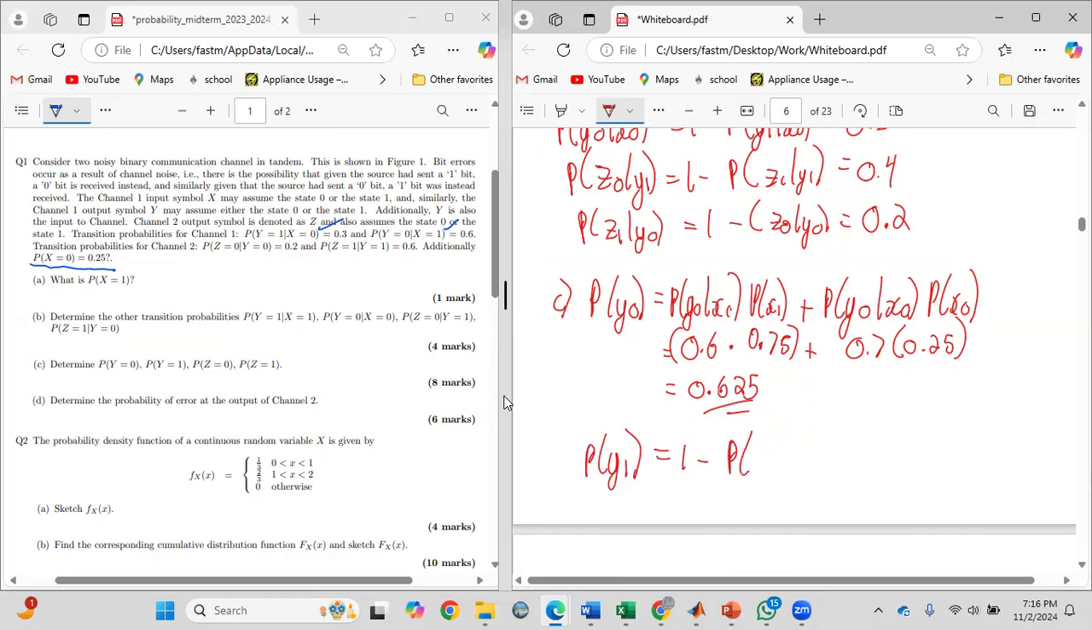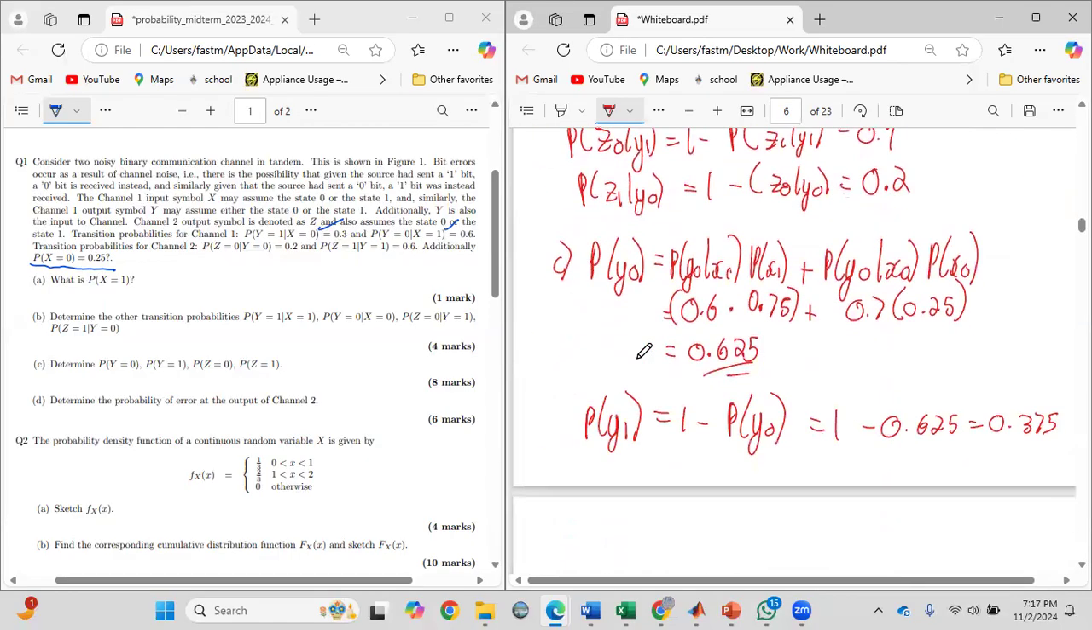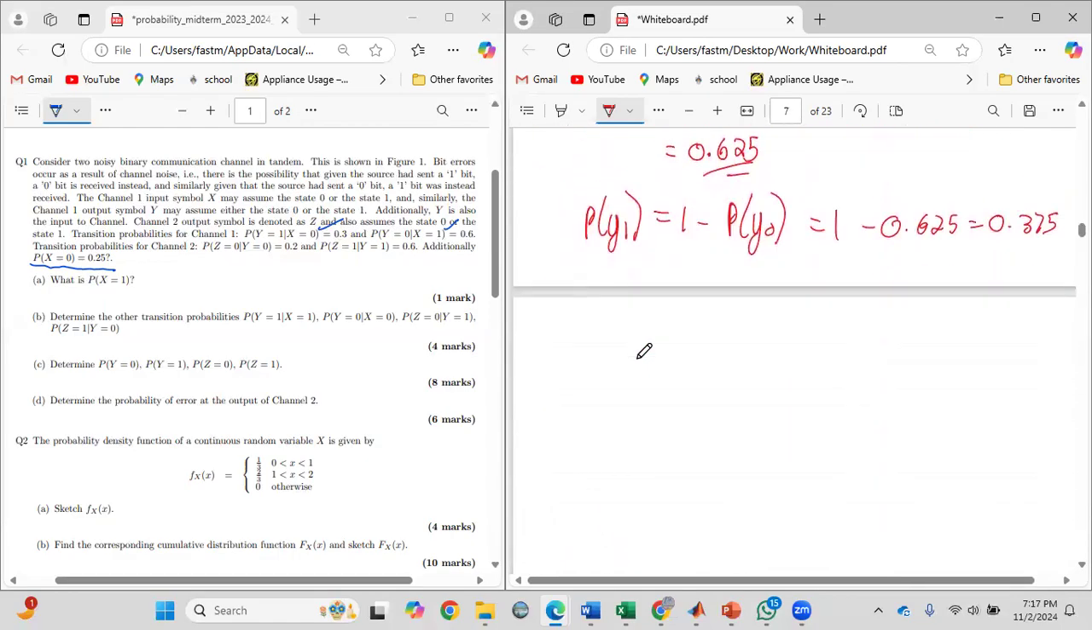Alright, and then the probability of y1, because the probabilities have to add up to 1, would just be 1 minus the probability of y0, so 1 minus 0.625 and you end up with 0.375. If you wanted to, you could use the same thought process with this one: the probability of y1 given x0 multiplied by the probability of x0, plus the probability of y1 given x1 by the probability of x1. You'll end up with the same answer for the probability of y1.